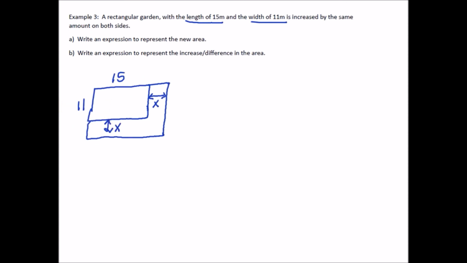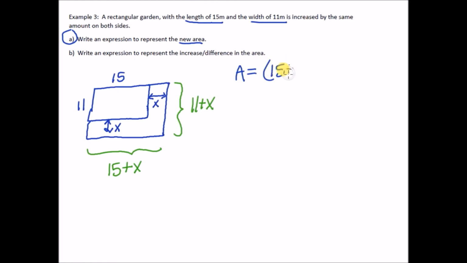Okay, so now if we think about it, the length of this entire thing is no longer 15. It's going to be 15 plus x. And the width is no longer just going to be 11. It's going to be 11 plus whatever the x is. So 11 plus x. So now let's think. Write an expression to represent the new area. Okay, so I have 15 plus x times 11 plus x. Because remember, the area is length times width.